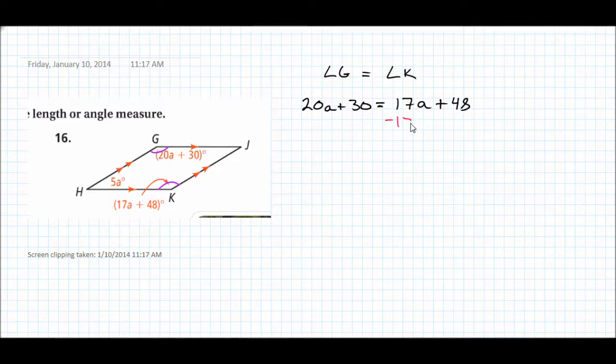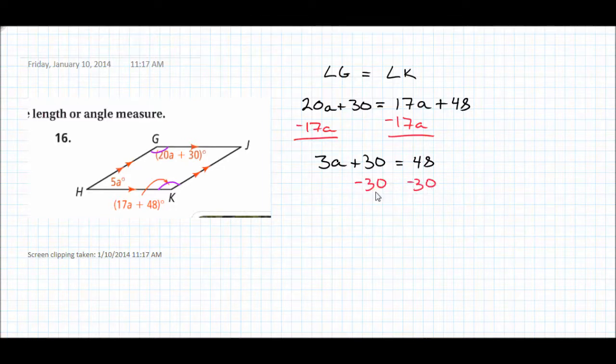I'm going to subtract 17A. I'm going to get all the variables positive to one side of the equation. So rewriting this, I have 3A plus 30 equals 48. Subtract 30 from each side, getting the variable A by itself eventually. We're going to come up with 3A is equal to, well, 48 minus 30 is 18. Divide each side by 3 to get A by itself. A is going to be equal to 6. Well, that's only one part of the equation.